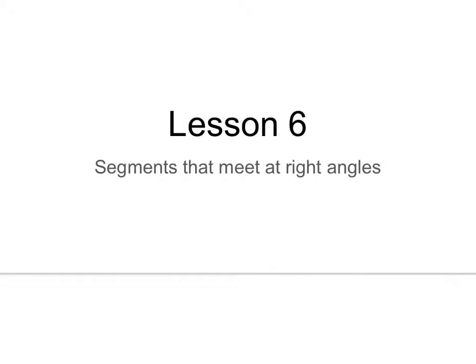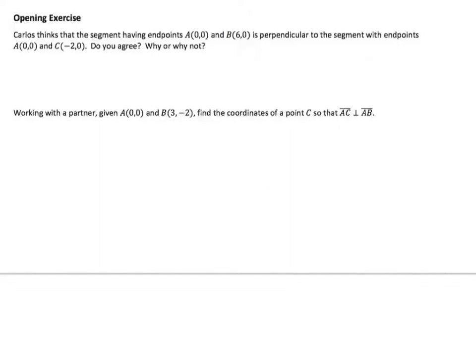All right, geometry, we are still going down the right angle path and perpendicular lines, just getting more and more detailed as we go. So first of all, let's do a little review. Carlos thinks that the segment having endpoints 0, 0, and 6, 0 is perpendicular to the segment with endpoints 0, 0, and negative 2, 0. Do you agree? Why or why not?